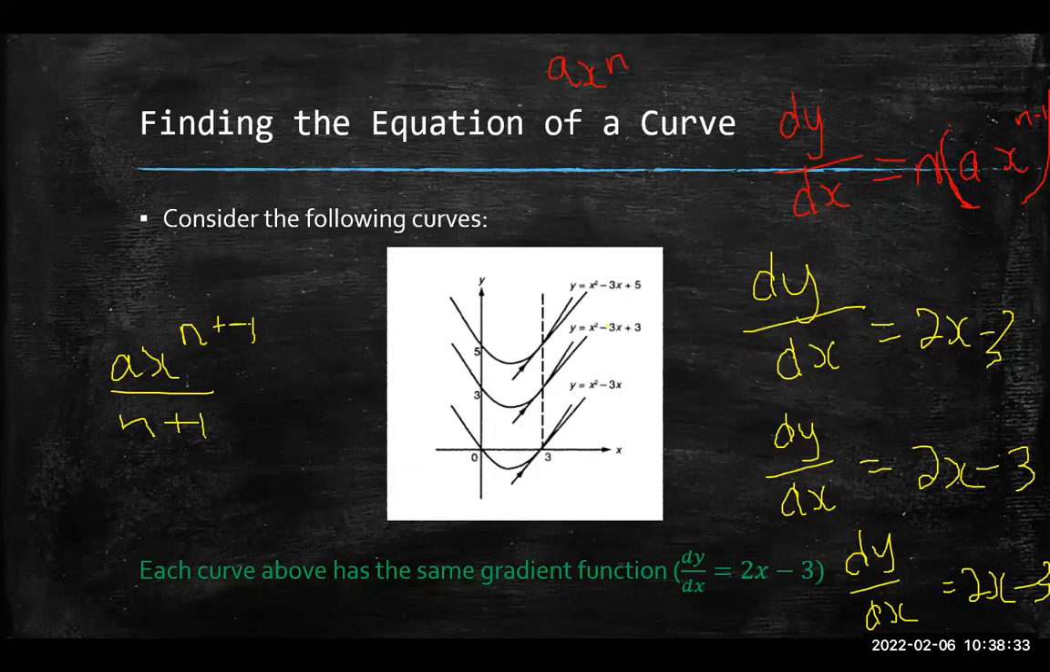So notice each one of these curves is different. The equation for each one is different because this one has a plus 5, this one has plus 3, and this one has no constant, or you say the constant is 0. Yet each one of them has the same gradient function, because according to my rule, this is what I get.